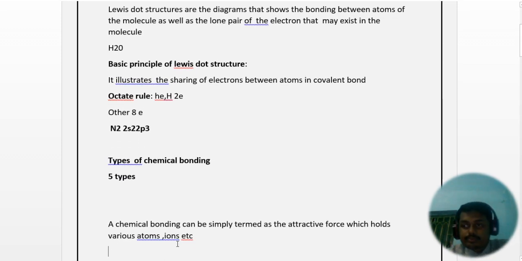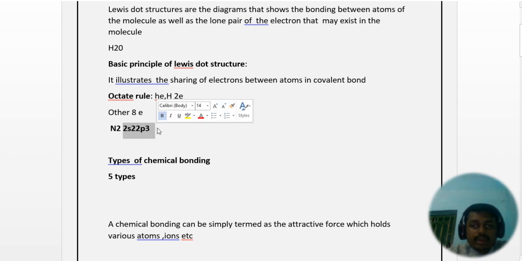For nitrogen, we can see that the electronic configuration of the outer shell is 2s2 2p3. So the valence shell has 5 electrons. Now the 3 electrons from each nitrogen atom will form a pair and there will be 2 electrons or 1 lone pair left, and that's how an N2 molecule is created.